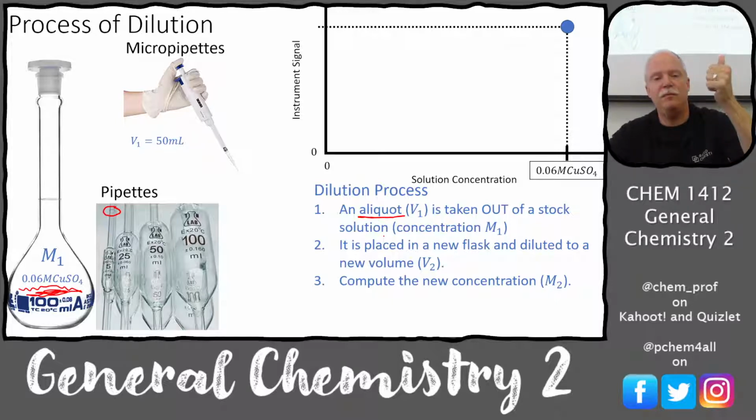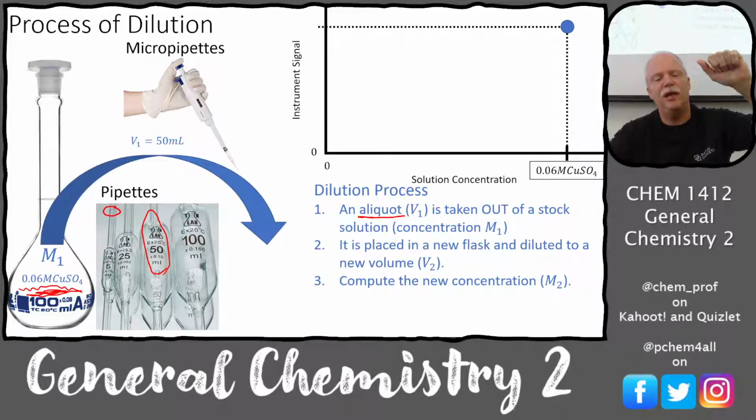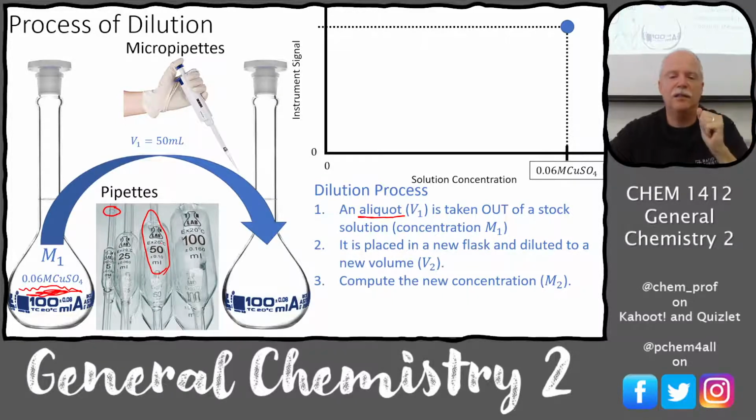So we'll take out 50 mils. It's kind of funny, I don't know that they make 50 mil micropipettes. You'd probably have to use one of these down here to get to 50 mils. But anyway, I have it up there by that micropipette. So you take out 50 mils of our stock solution and put it into a new flask, and then you dilute it up to the mark, and then you compute the new concentration.